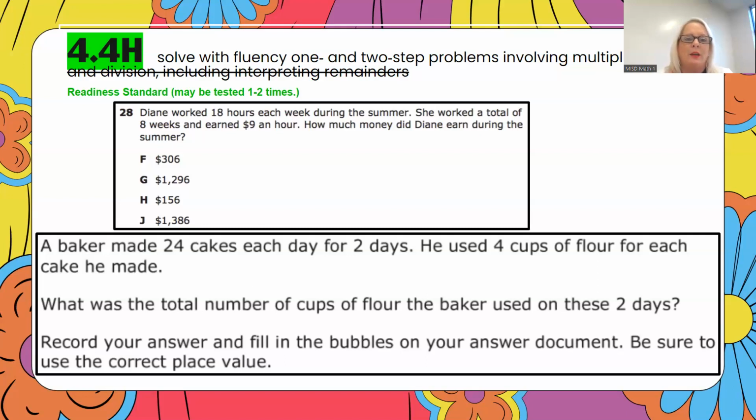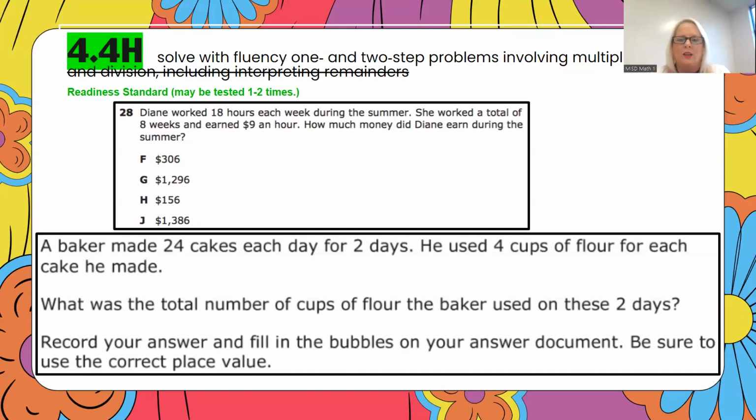And then the next question, a baker made 24 cakes each day for 2 days. So I'm thinking, okay, 24 cakes in day 1, 24 cakes in day 2. Obviously, that's 24 times 2 to start off with will give us the number of cakes. But then it says he used 4 cups of flour for each cake he made. Well, take that number, that 48, another 4 times, because 4 cups for each cake he made. Absolutely. So we're going to multiply again. What was the total number of cups of flour the baker used on these 2 days?